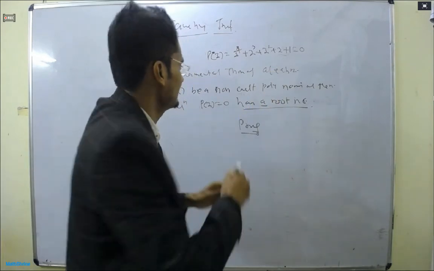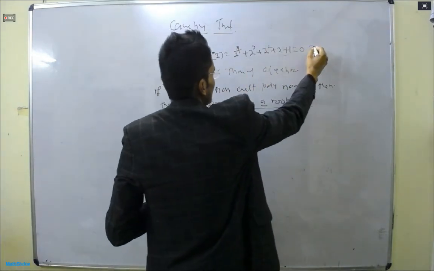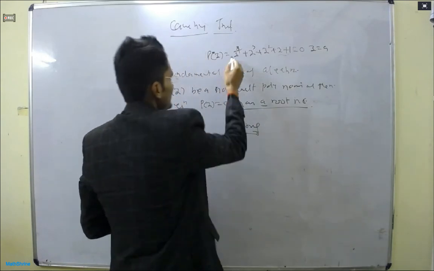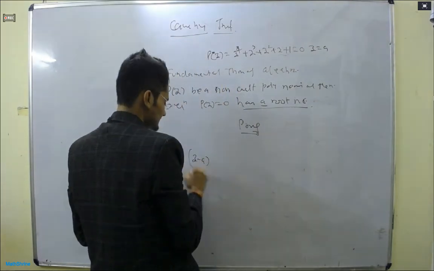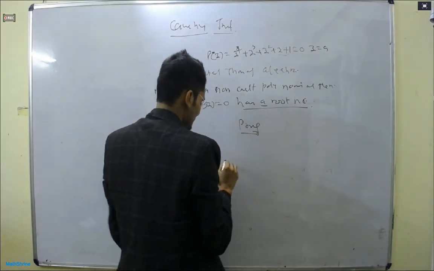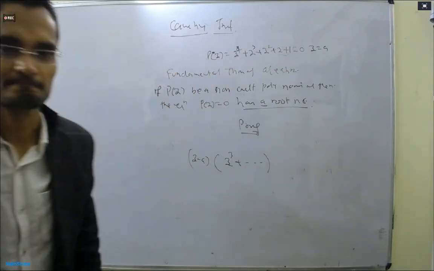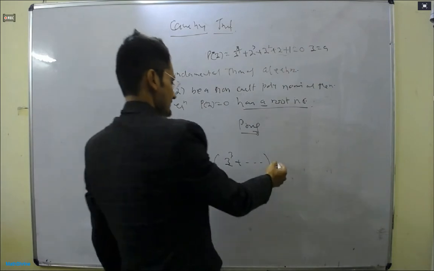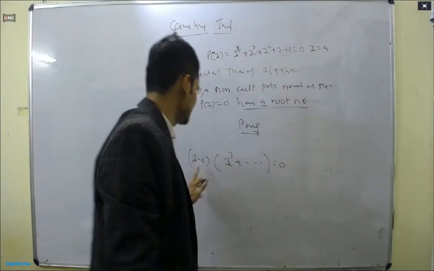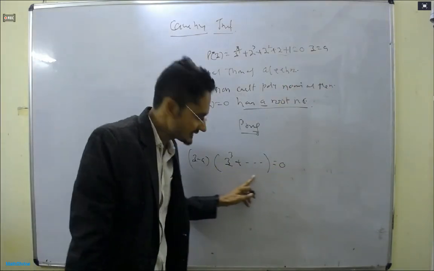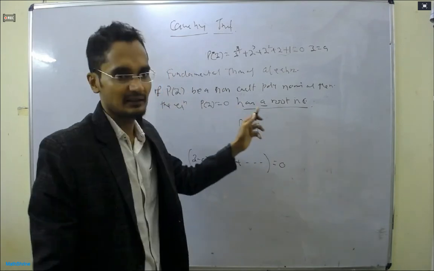Now apply the fundamental theorem of algebra again, then (z minus a)(z minus b), and again this is degree 3, now it becomes degree 2, and so on. So instead of saying it has a root, I can say the number of roots is equal to the degree of the polynomial. That's what I want to say. Is it fine?